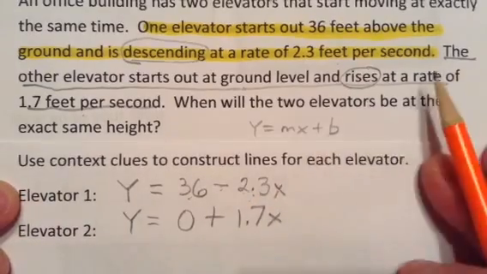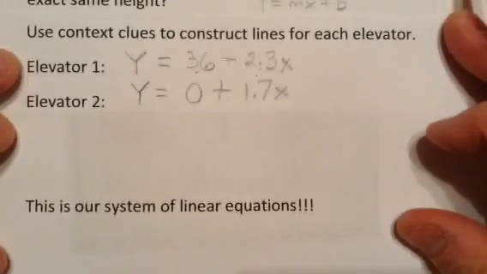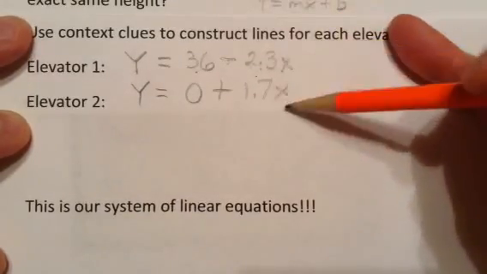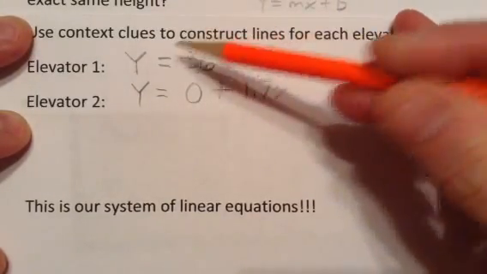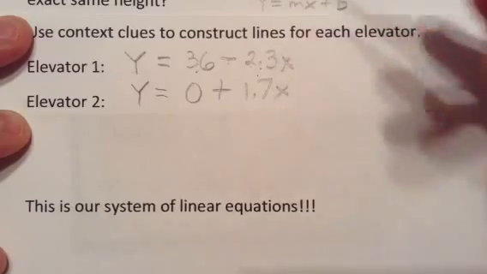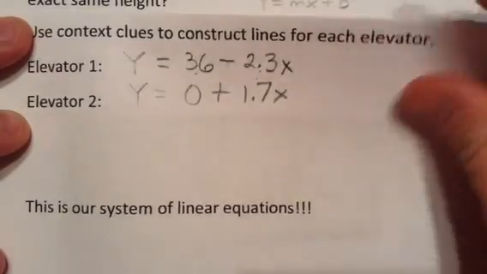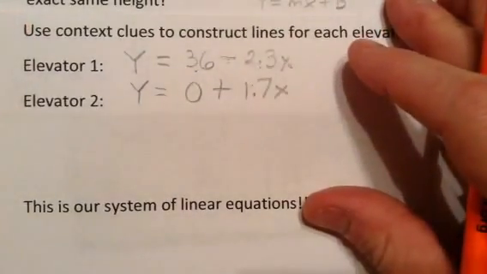Alright, so guess what? Shazam, yay! This is our system of equations. We have two linear equations. They both have the same variables, x and y. Shazam, that's what we want. So, guess what we can do now?